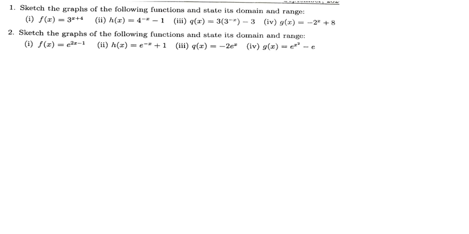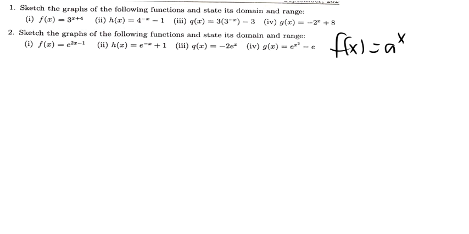So the first question is saying, sketch the graph of the following function and state its domain and range. Whenever you are trying to graph exponential, now this is the exponential. How do you know that this is an exponential? An exponential is in the form of a to the power x. Then log is in the form of either log or ln, which is natural log. In this case I know that this is exponential because I've got a raised to the power x.